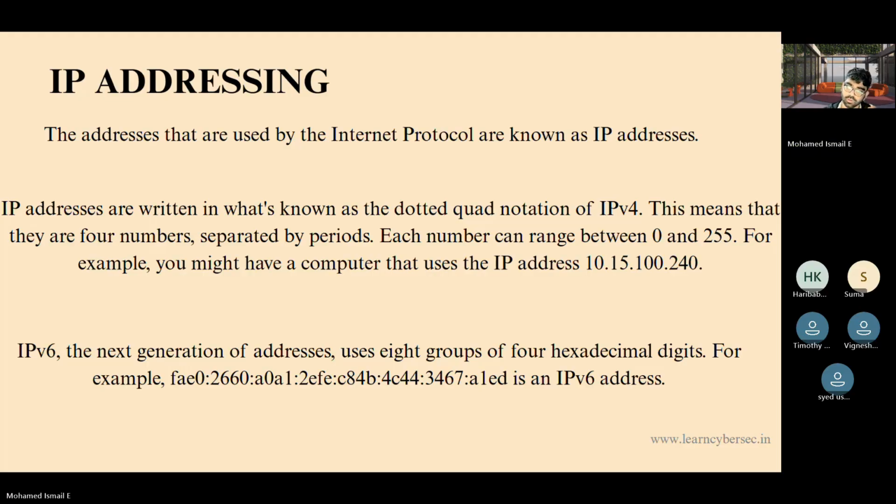Most local area networks might use IPv4 addresses, which are private IP ranges, separated by dots. Each number can range from 0 to 255. You will see 4 octets in an IP address, like 10, 15, 100, 240. Each octet, 4 in total, has a range limit of 0 to 255.